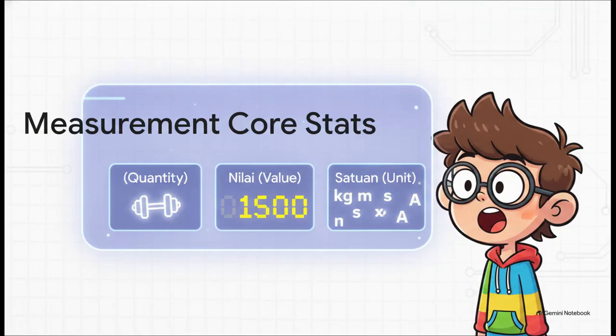So think of every measurement as having three vital stats. You've got the quantity, or Besaran, which is what you're actually measuring, like length or mass. Then you have the value, or Nilai, which is just the number. And finally, the unit, or Satuan, which gives that number context. Leave any of these out and your measurement is completely useless, maybe even dangerous. Imagine a doctor prescribing 500 of a medication. If they don't say whether the unit is milligrams or grams, that is a huge problem. You always need all three working together.